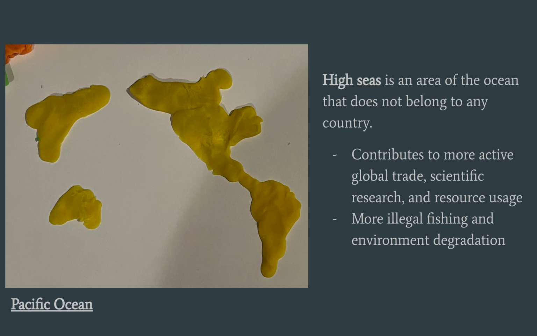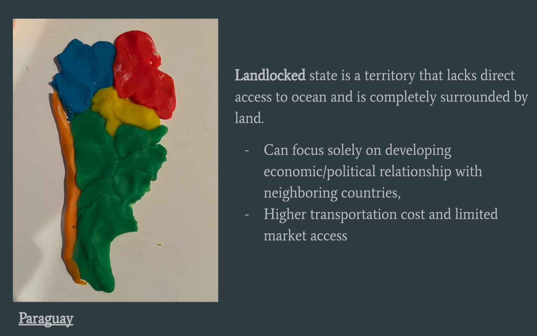Next one is high sea, which is the area of ocean that does not belong to anyone. An example of this is the Pacific Ocean, which is this empty space over here between the continents. And this is where all countries get to enjoy the freedom of doing whatever they want, like research, trading, or fishing. So landlocked state is a territory that does not have access to ocean directly.